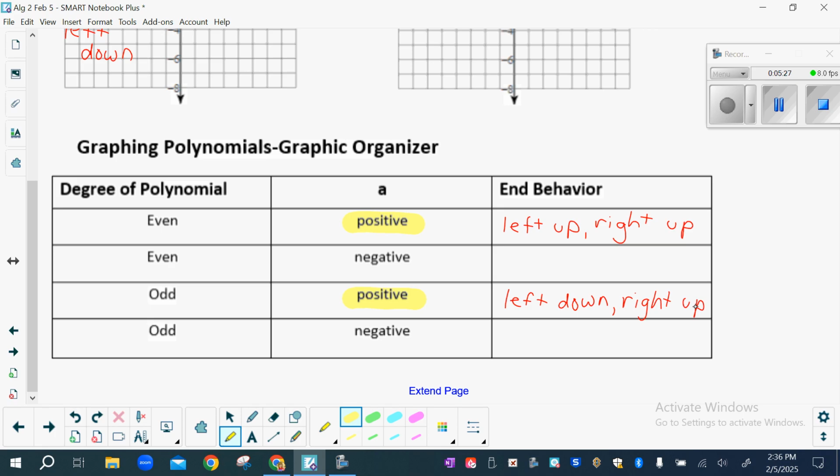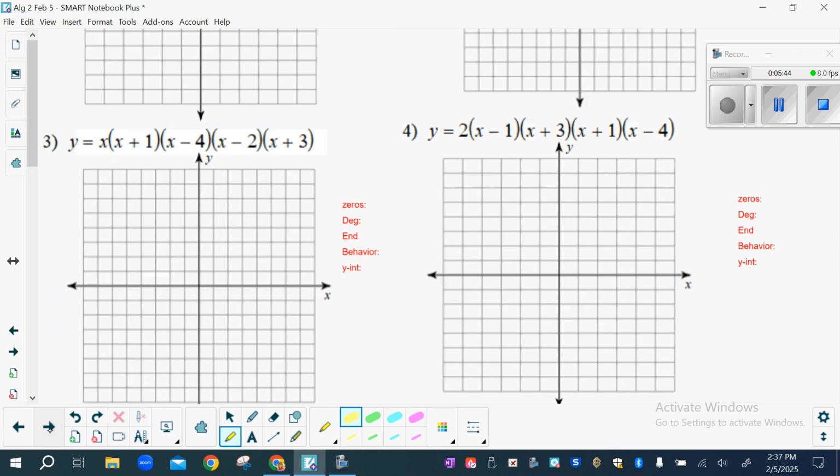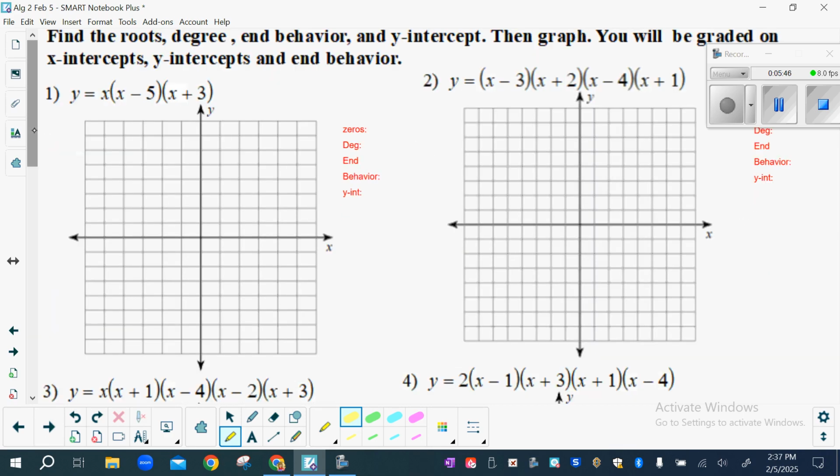Make sure you keep this paper because we'll use it tomorrow for the next day as well. That's why I made it that bright orange color. Anybody still looking at that? No. Okay, so we're going to find the roots, the degree, the end behavior, and the y-intercept, and then we're going to graph it. So we're graded on the x-intercepts, y-intercepts, and end behavior.